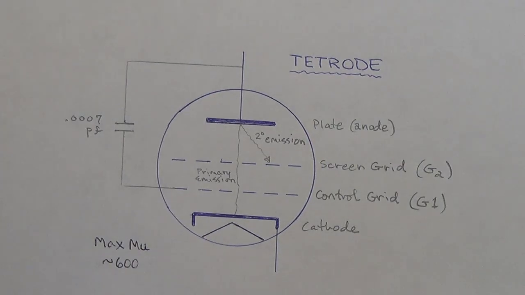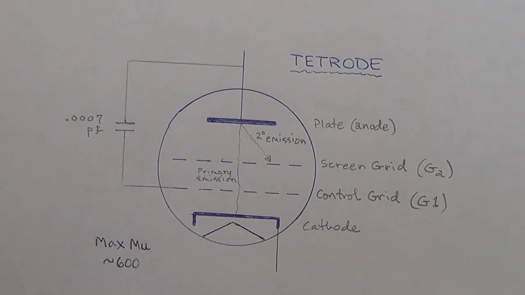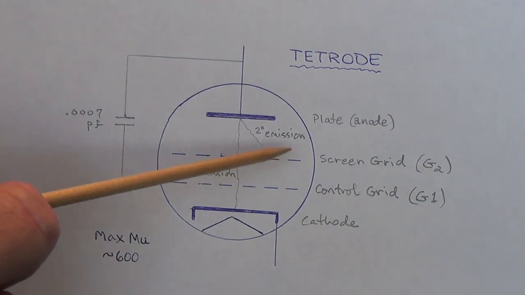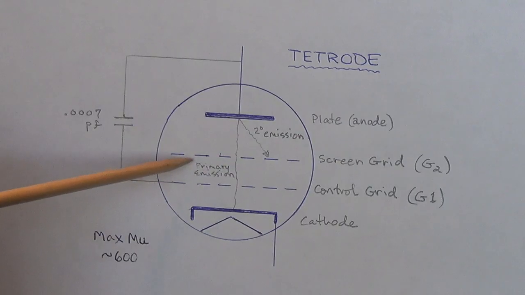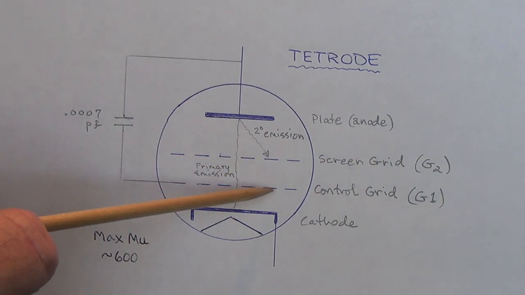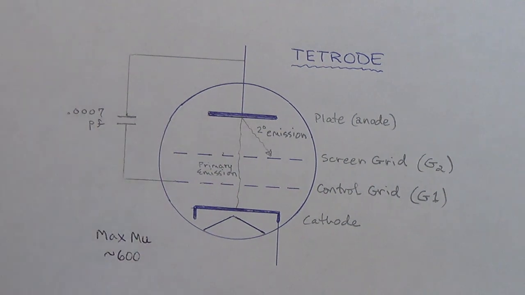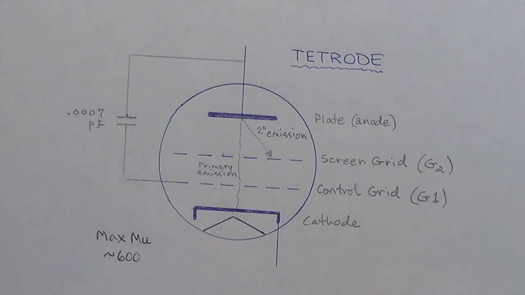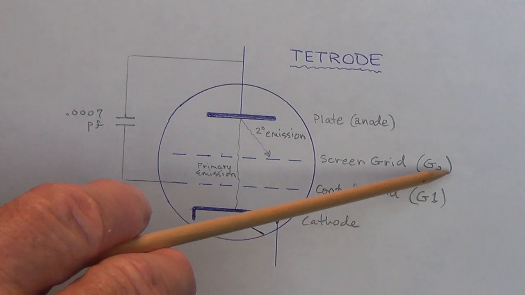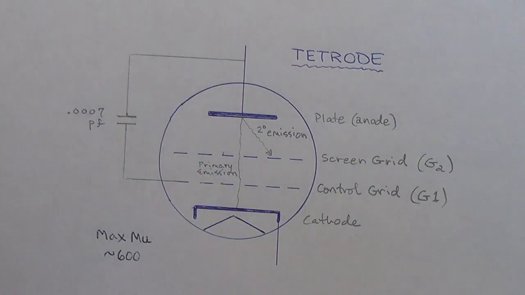Now let's move on to the next tube to be developed, which is the tetrode, which was patented in 1919 by a gentleman named Hiroshi Ando. And Mr. Ando's contribution was to put a shield in the form of a screen grid between the control grid and the plate of the tube. On most tube charts, the control grid will be called G1, the screen grid will be called G2.